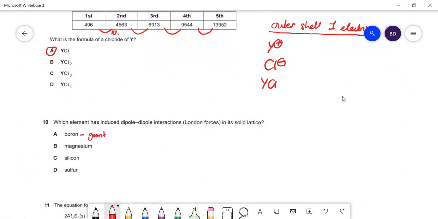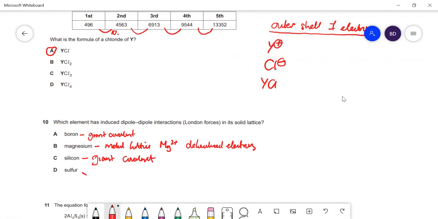You wouldn't really be expected to know that, but it is. Magnesium, of course, you would be expected to know that's a metal lattice. So that's going to be the attraction between the magnesium ions and the negative delocalized electrons. And that's metallic bonding, that's not London forces. Silicon, that's giant covalent, very similar to diamond.